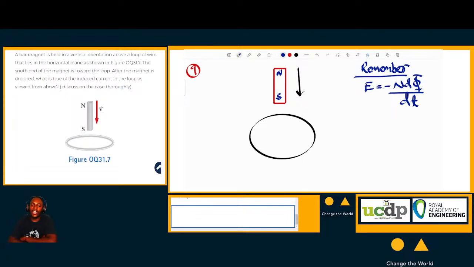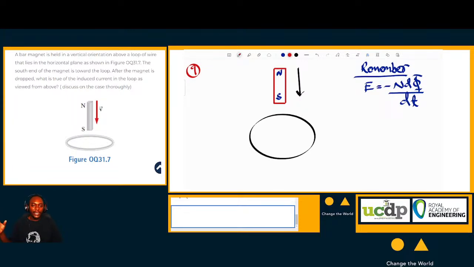Why? Because there is a change in magnetic flux as the magnet falls from a higher position going towards or through the loop. So if you recall this equation, perhaps from class, EMF induced is equal to N d phi over dt, where d phi is the change in flux. So as long as the magnetic flux changes, then we induce a current. That's according to Faraday's law. Okay.